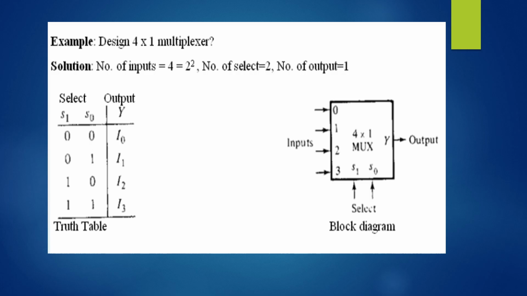This means there are 4 input lines. The selectors are S1 and S0, and Y is the output. So the inputs are 0, 0, 1, 1, 0, 1, 0, 1. The 4 inputs are given to the lines, then we will get only one output.